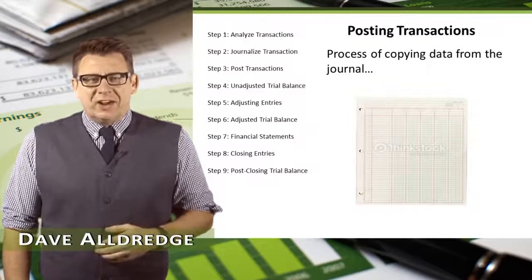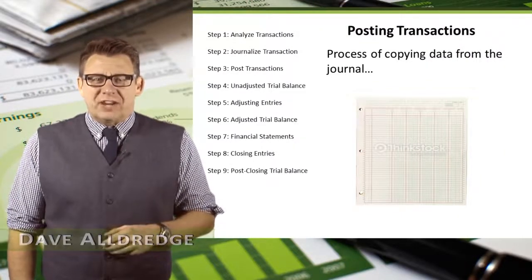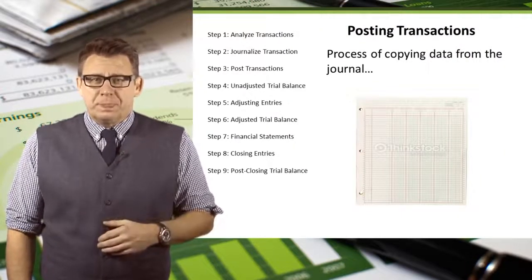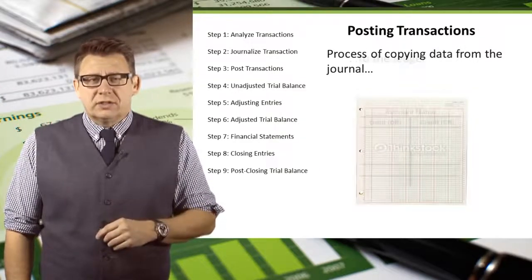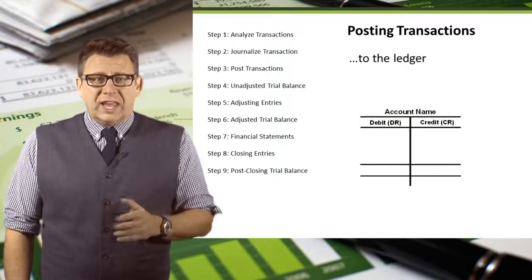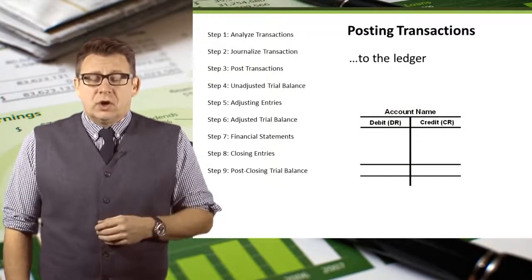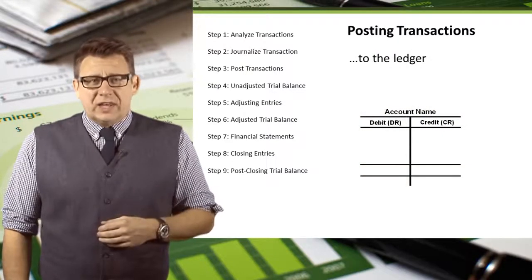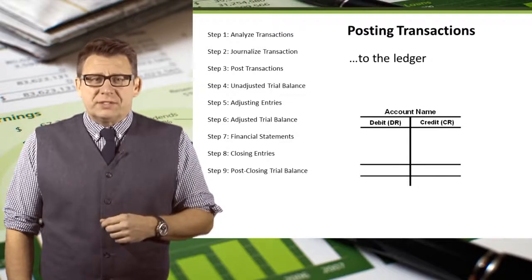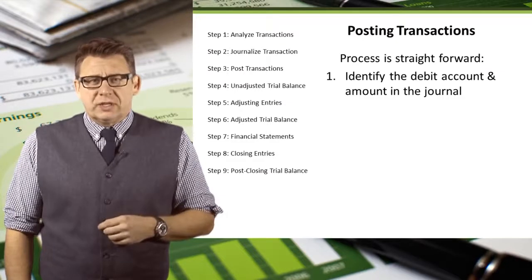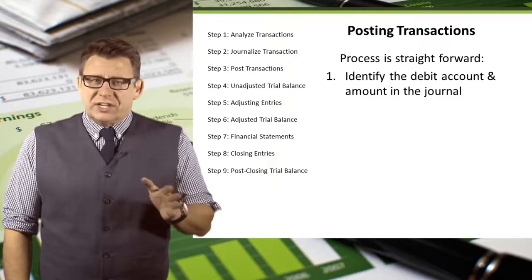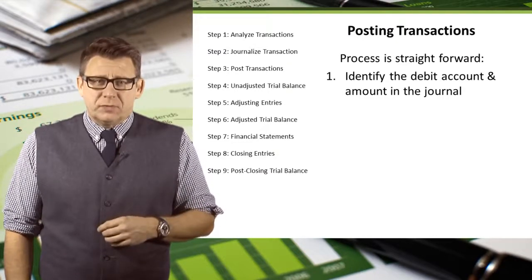The third step in the accounting cycle is posting transactions from the journal to the ledger. This is a process of copying data from the journal to the ledger, which in accounting we show as the T account. Recall that debits are always on the left and credits are always on the right. The process of posting is fairly straightforward. In fact, I would suggest that you don't overthink the process.